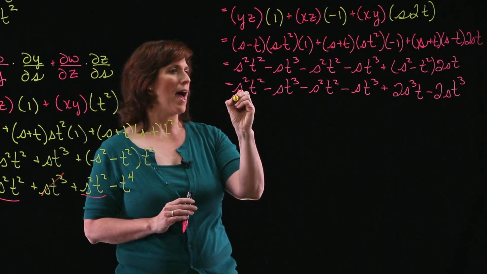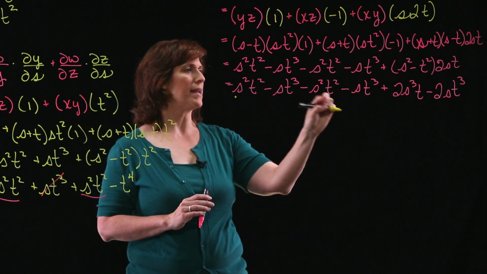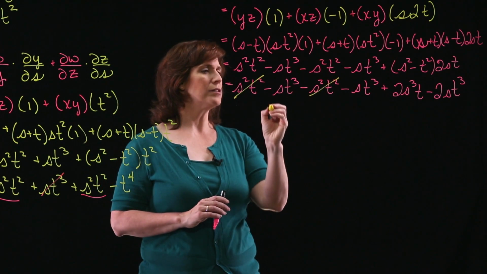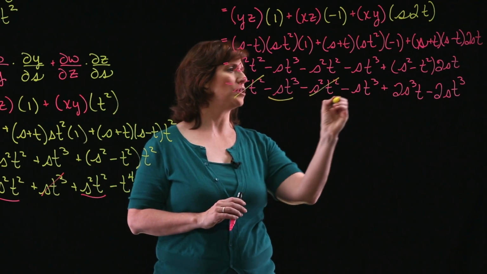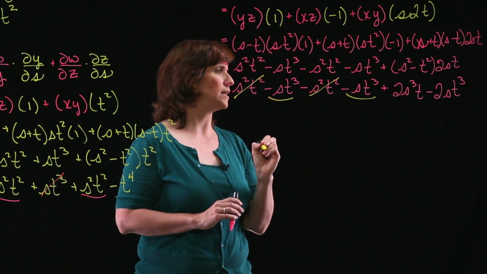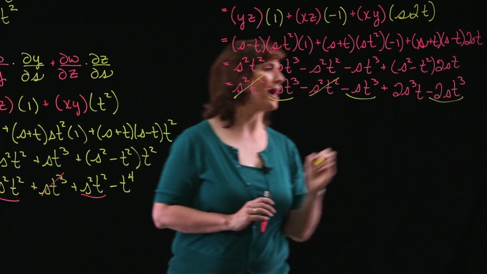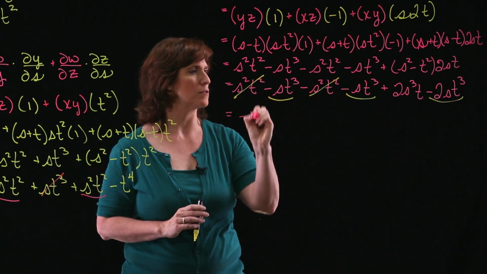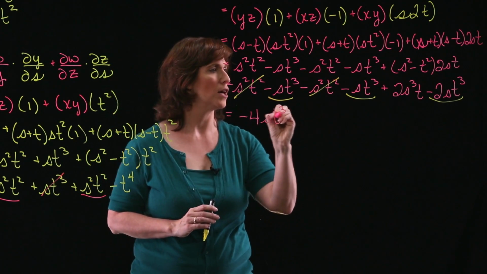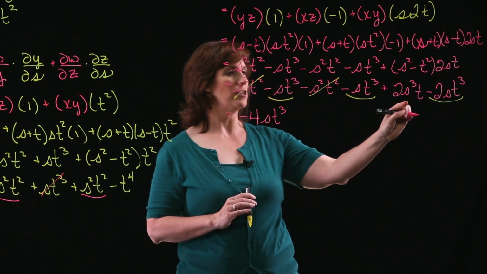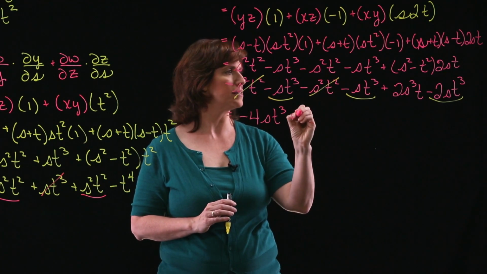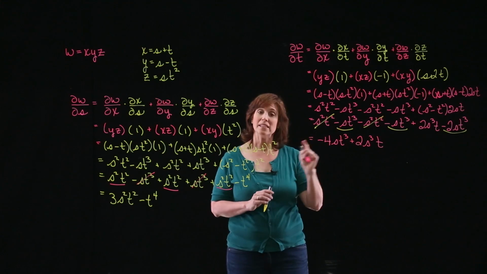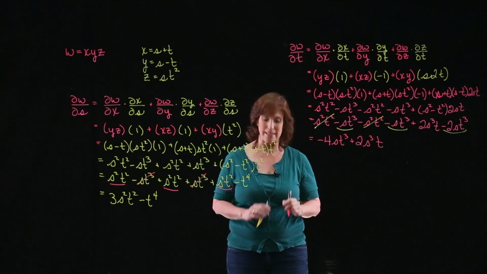I have an s squared t squared and a minus s squared t squared. So those will add together to be 0. I also have a minus st cubed, another minus st cubed, and a minus 2st cubed. So I can combine that to make minus 4st cubed. And then the only remaining term that I have is plus 2s cubed t. And that's my partial of w with respect to t.